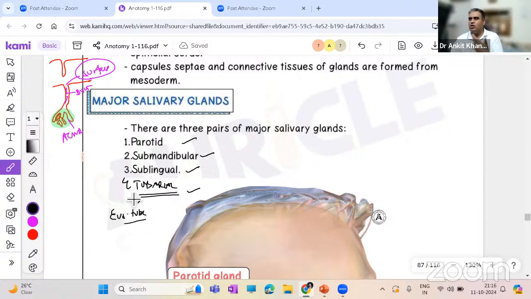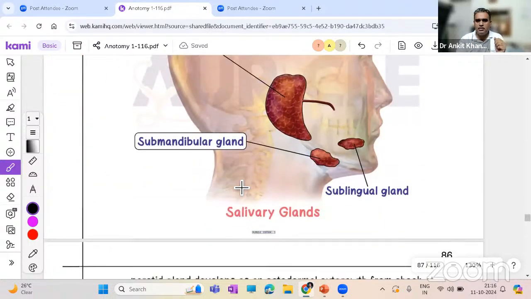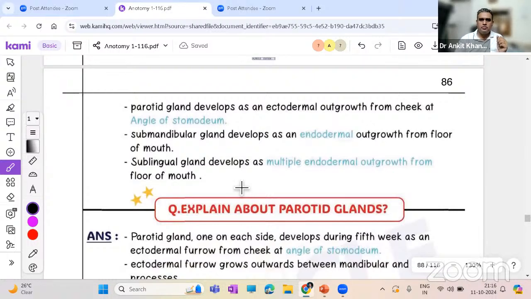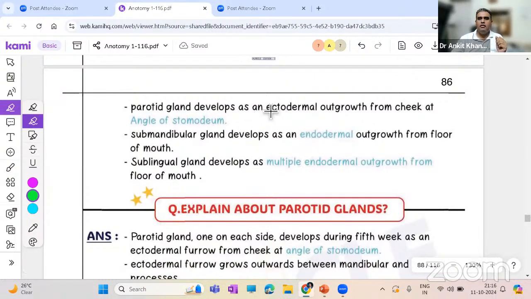Now, embryologically there's a basic difference. The parotid gland is mainly said to be coming from the ectodermal part. Submandibular, sublingual, tubarial are considered to be coming from the endodermal part. Understand this part; it comes as an MCQ. Let me highlight it. Parotid gland, ectodermal outgrowth; submandibular, endodermal; sublingual, endodermal. This is a basic difference.